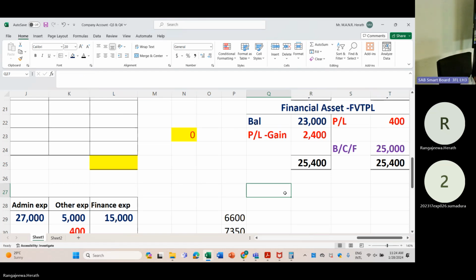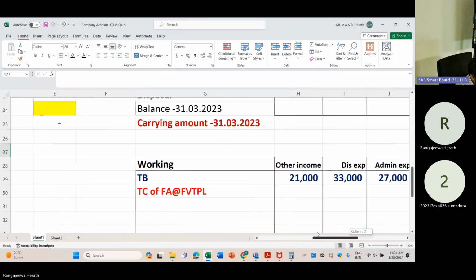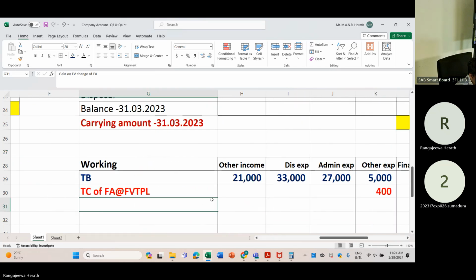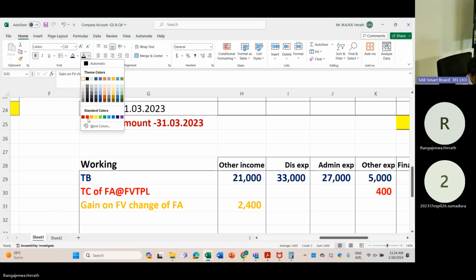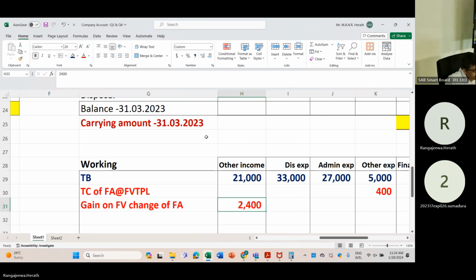So this 2,400 we can take to this expense working. Gain on fair value change. The gain එකක් other income වල වෙන්නන්න පුළුවන් 2,400. Gain on fair value change you can add to the other income.